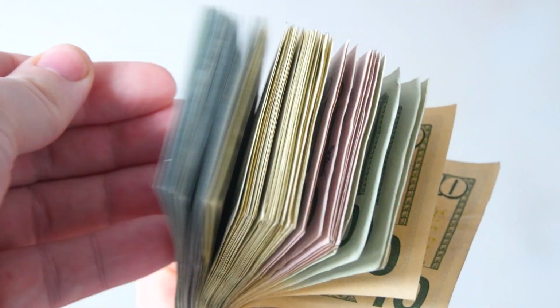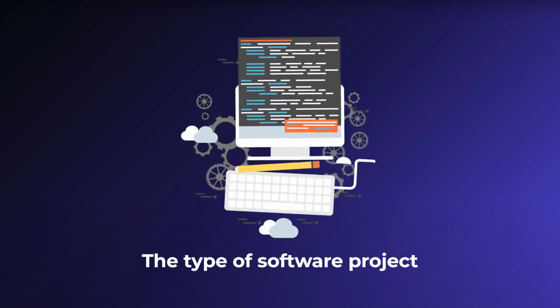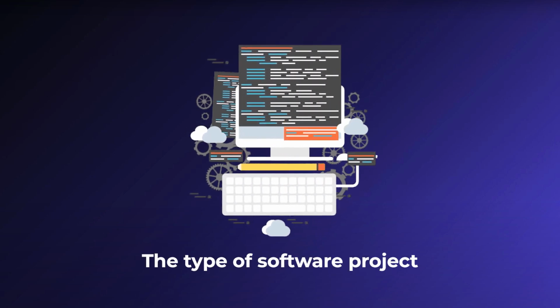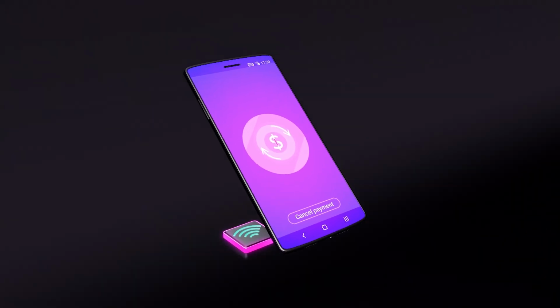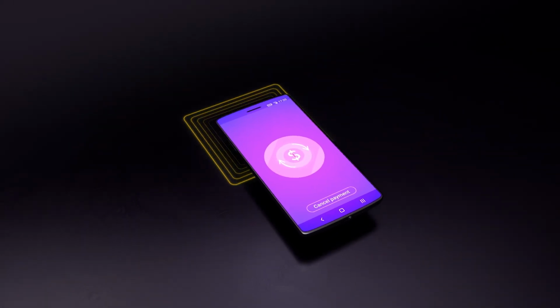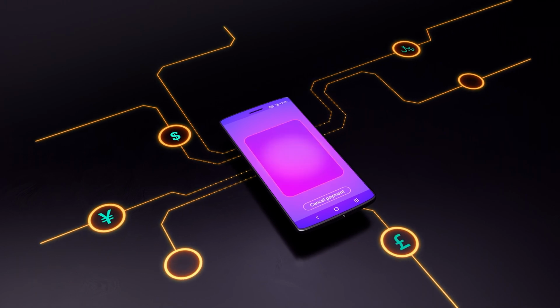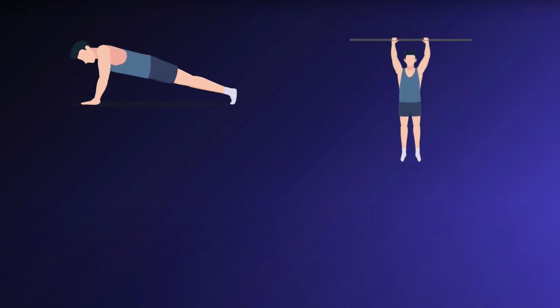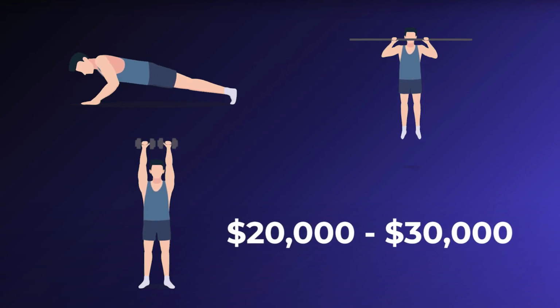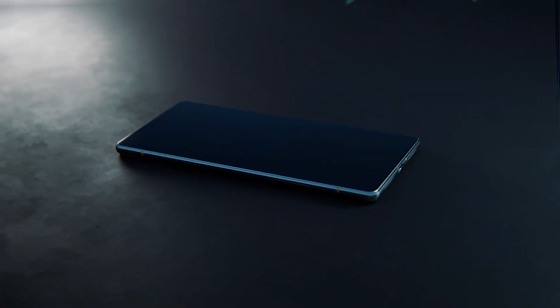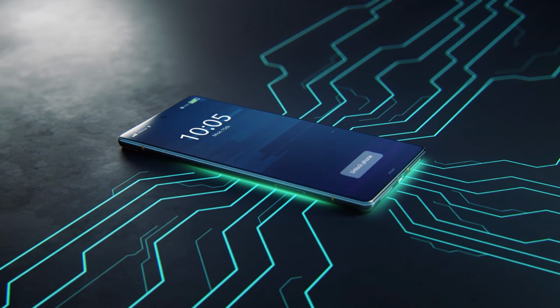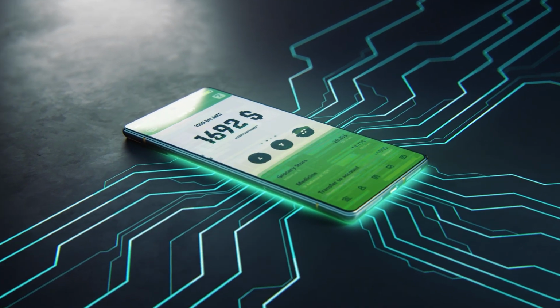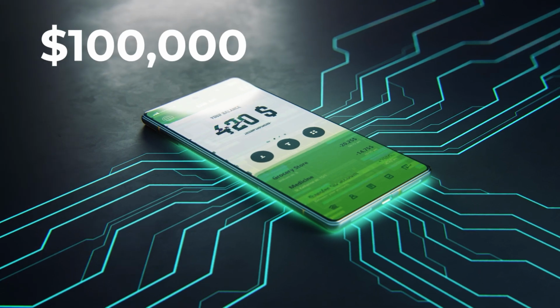Several factors affect software development costs. The type of software project is one. A complex web application with multiple user roles and data processing can cost much more than a simple mobile app with just a few screens. The project scope also impacts costs. A basic MVP for a fitness app might cost around $20,000 to $30,000, while a full-featured app with social features, in-app purchases, and AI-based recommendations could exceed $100,000.